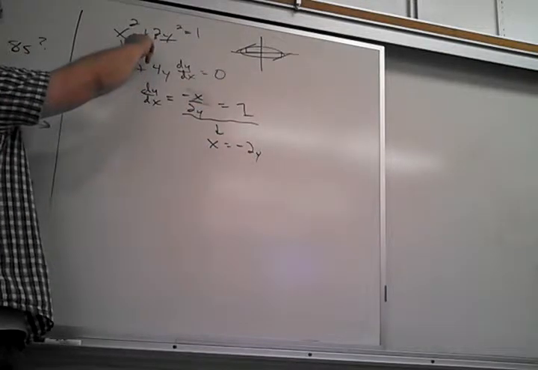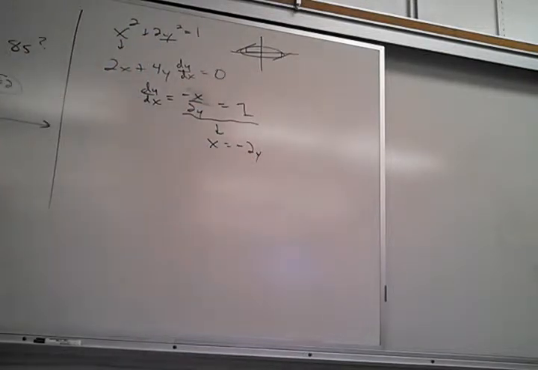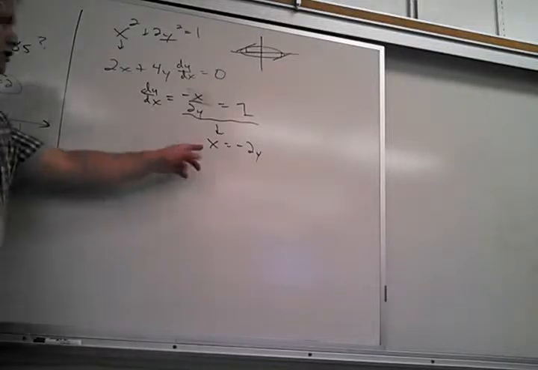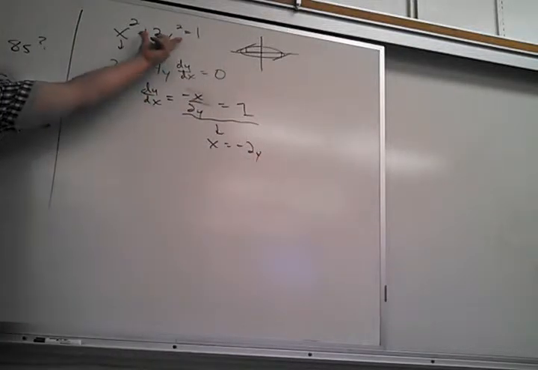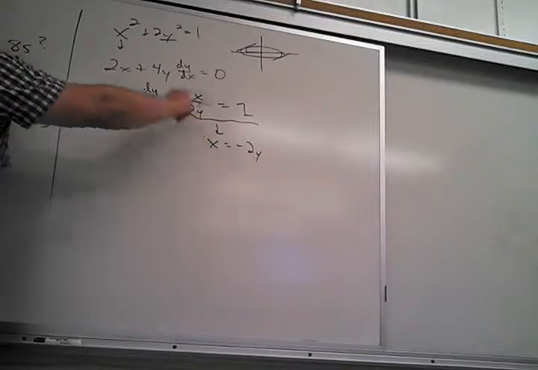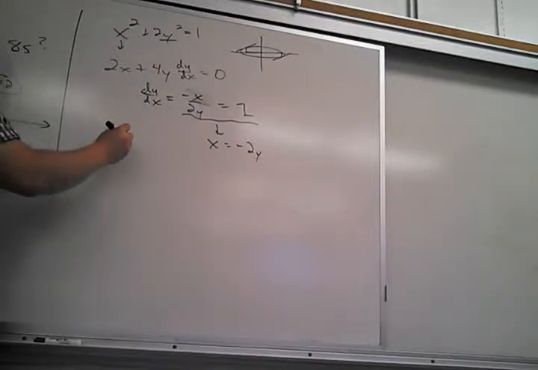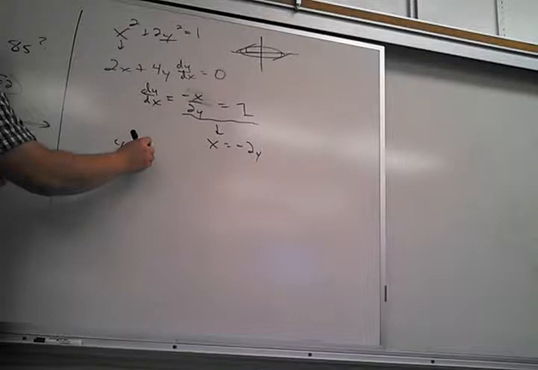So if you plug in -2y here, I get 4y squared, so you get 6y squared is 1, so y equals square root of 1/6. Plus or minus. Yes, sorry. When I take a square root, you have to do plus or minus.